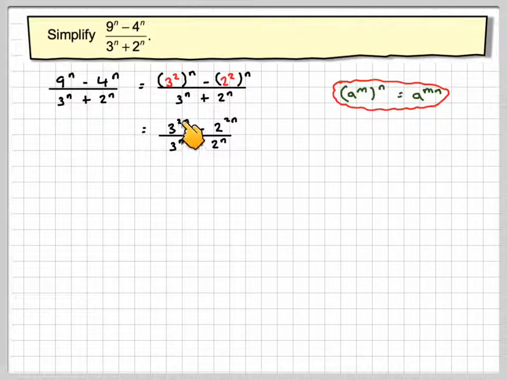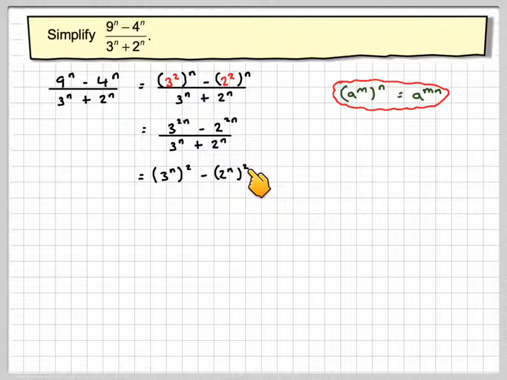Now, if we swap these two over and do this thing in reverse, we can now write 3^(2n), applying this in reverse, as (3^n) to the power of 2. So basically we just swap these over. 2 times n is the same as n times 2. Minus (2^n) to the power of 2, over 3^n + 2^n.